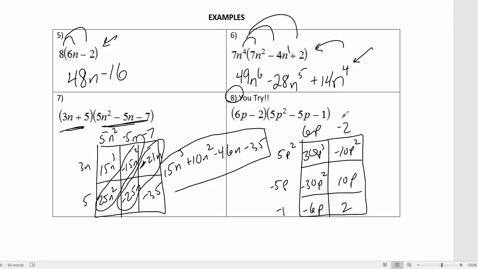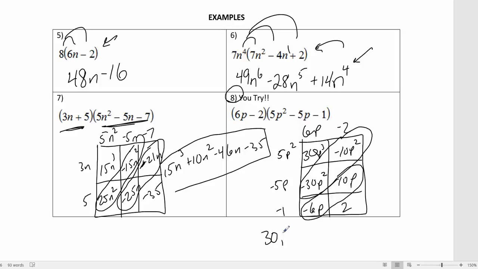Alright, so then again, you notice I flipped my boxes this time. I put the 6p minus 2 up top and the 5p squared minus 5p minus 1 on the side. I did all the multiplication here. Same thing, again, diagonals always work together. For the most part, the majority of the time they always will. There will be some instances where they won't, but you gotta kind of wait till you get there to look at it. So let's take numbers out there.